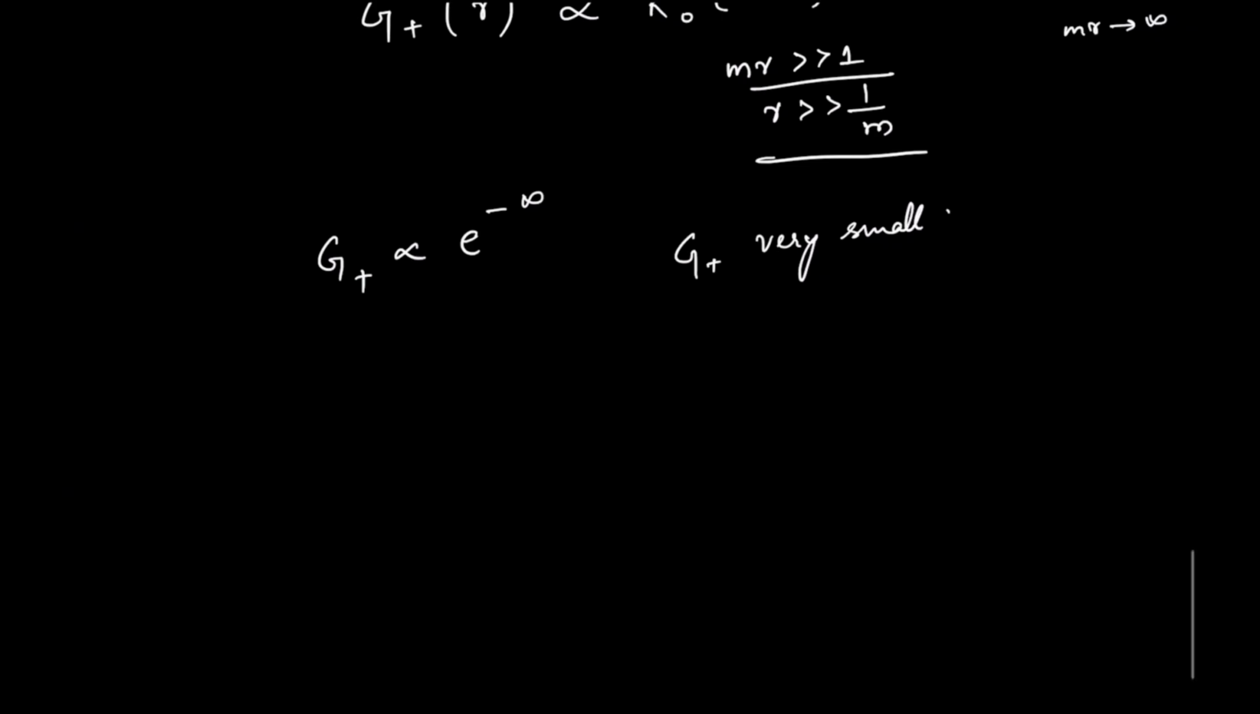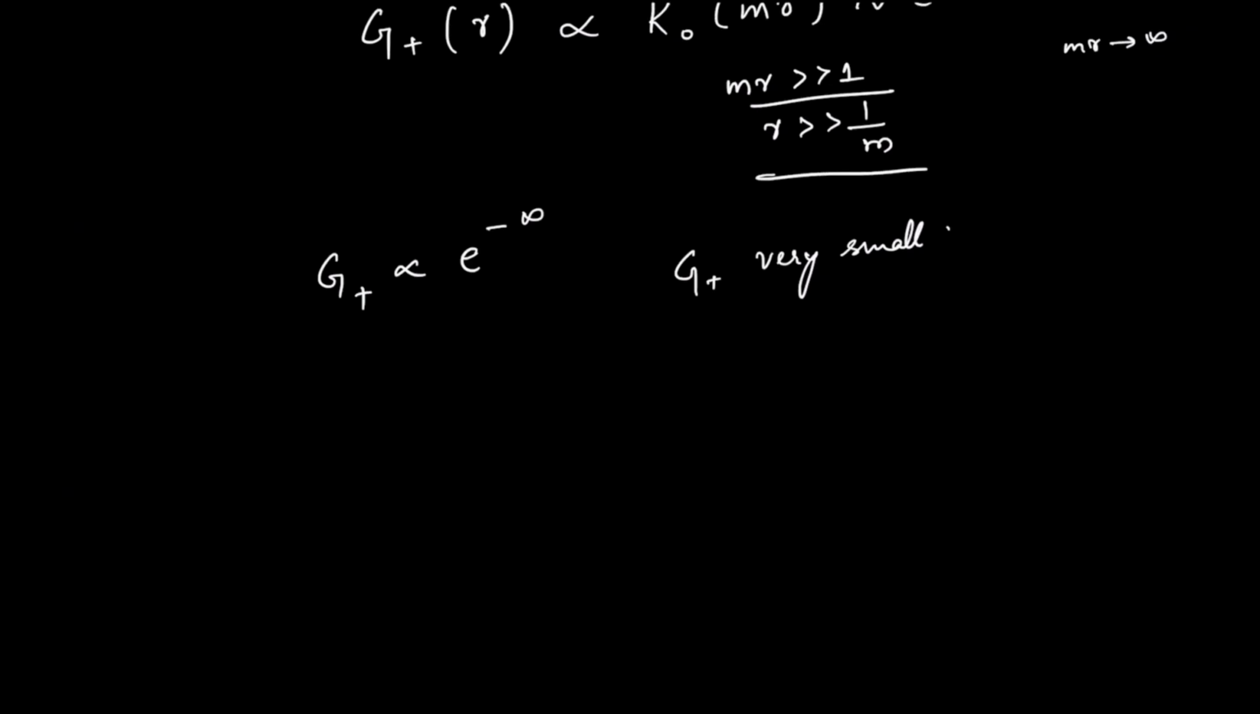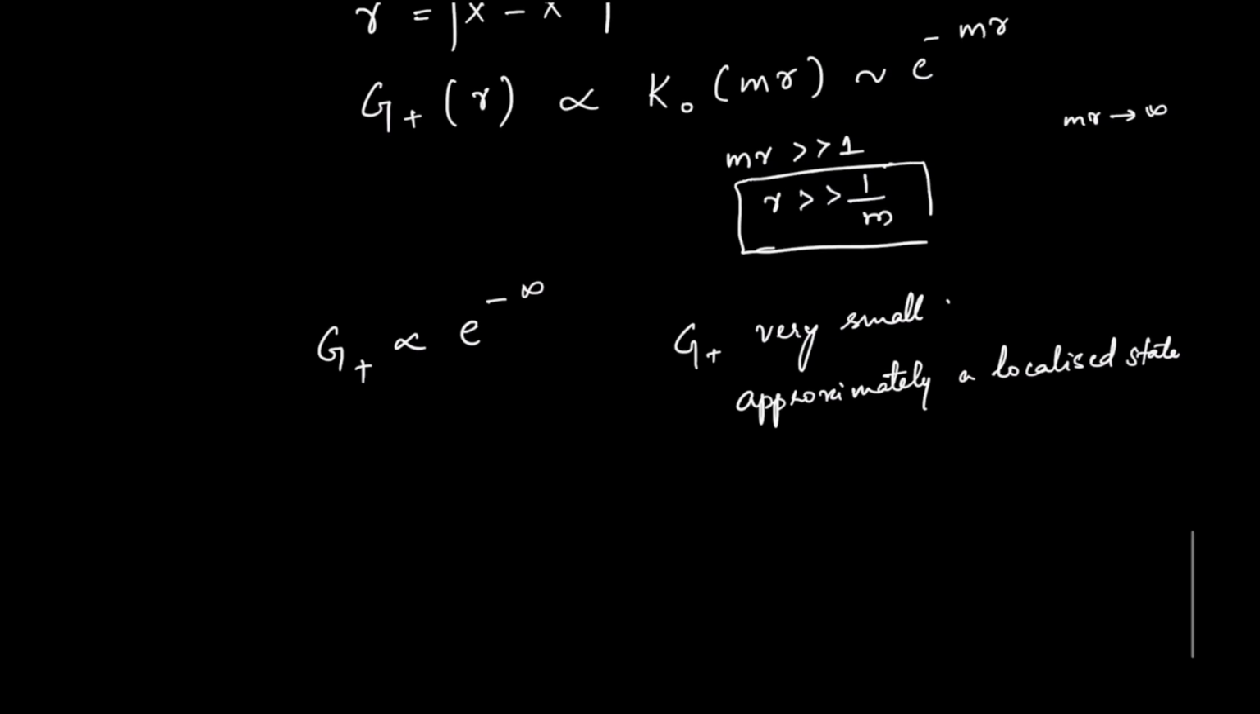Then what does this mean? So in some sense, g plus is approximately a localized state. It's not a localized state because it cannot be equal to 0. But in some sense, if you think, then g plus can be approximately a localized state. That is, for r very much greater than 1 by m, g plus is exponentially small. So this is not a perfectly localized state. It is localized up to a distance 1 by m.